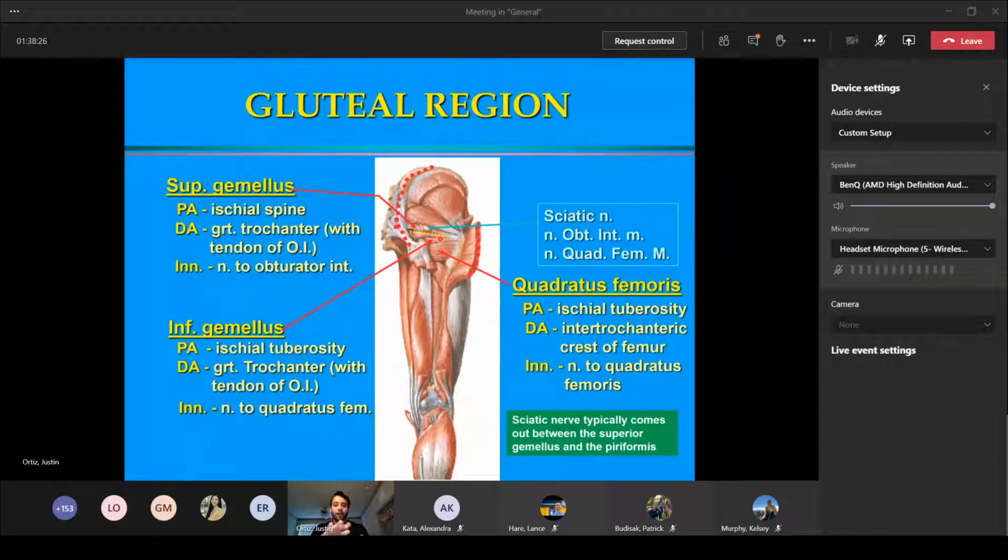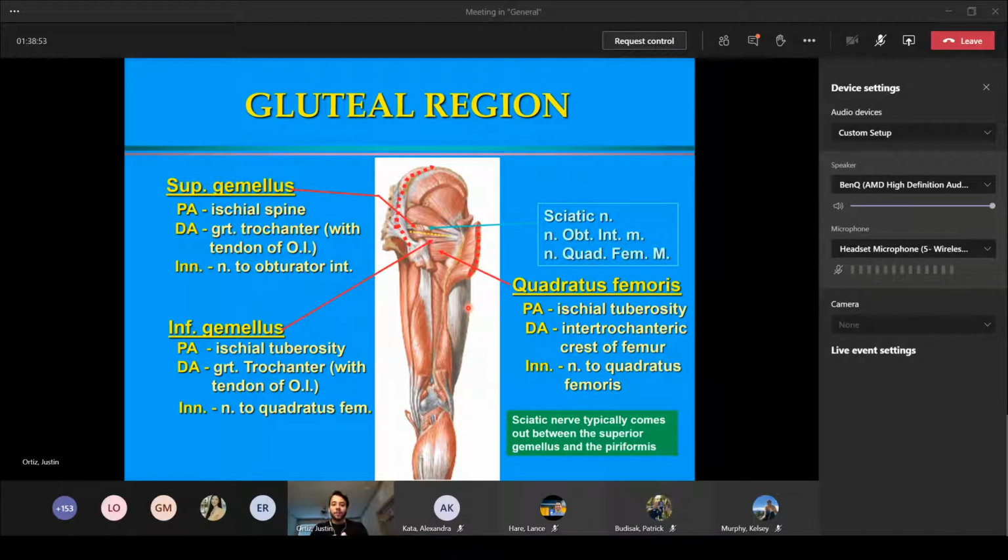It's the same thing when we talk about the quadratus femoris. So for example, here's the quadratus femoris, right here. You have nerve to quadratus femoris. Okay, great. That makes sense, right? It literally says it in and of its name. But nerve to quadratus femoris is also going to innervate the inferior gemellus, which is the muscle right above it. So you see what I'm saying? The nerve to quadratus femoris innervates the quadratus femoris, but it's also going to innervate the muscle above it, which is the inferior gemellus.